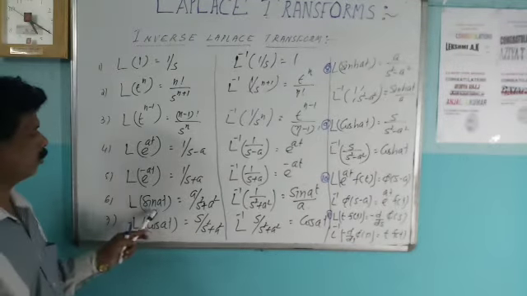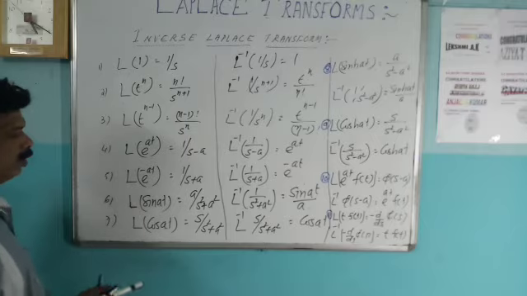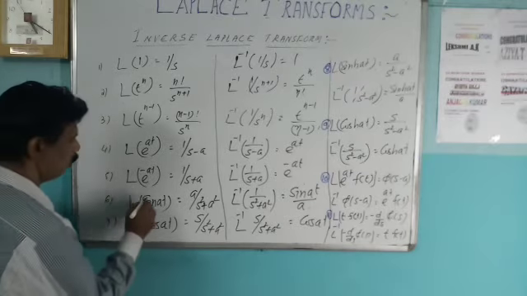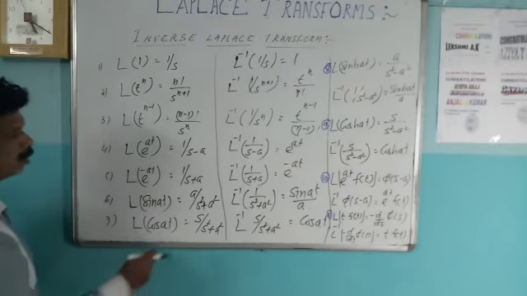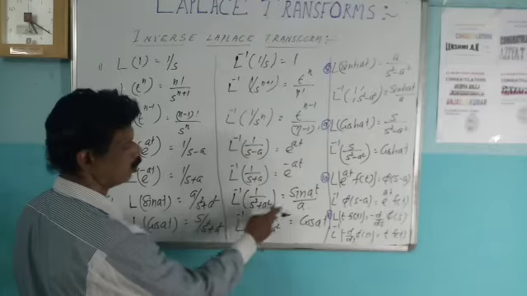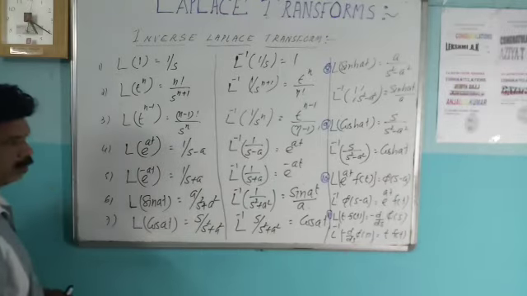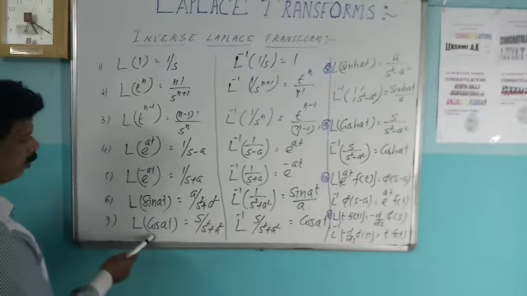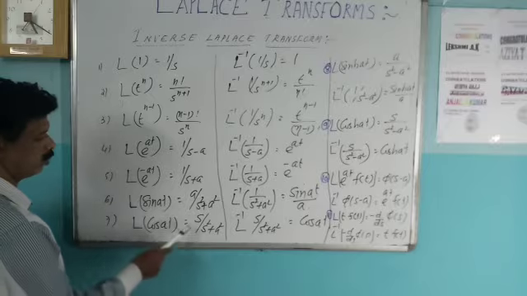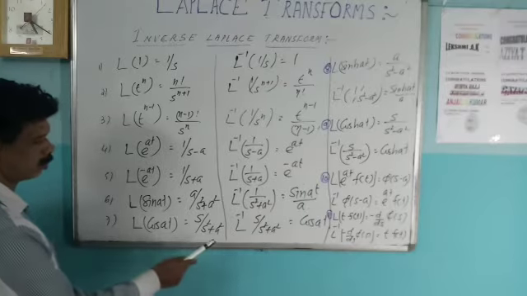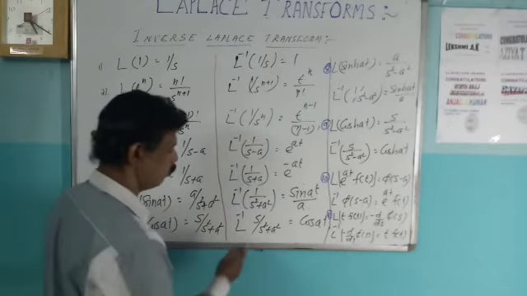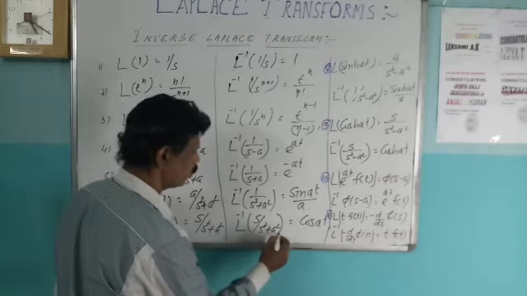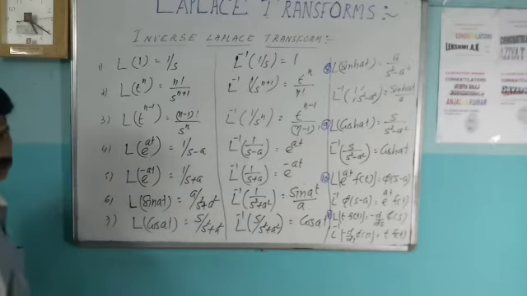Next, Laplace of sin a t equal to a divided by s square plus a square. Then Laplace inverse of 1 by s square plus a square equal to sin a t divided by a. And again Laplace of cos a t equal to s by s square plus a square. Then Laplace inverse of s by s square plus a square equal to cos a t.